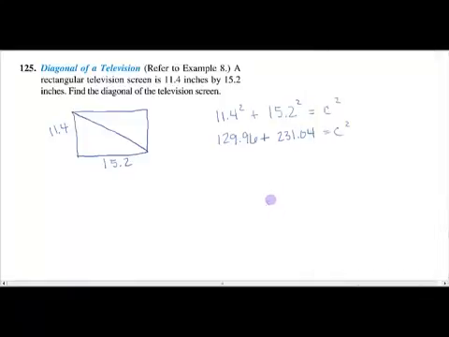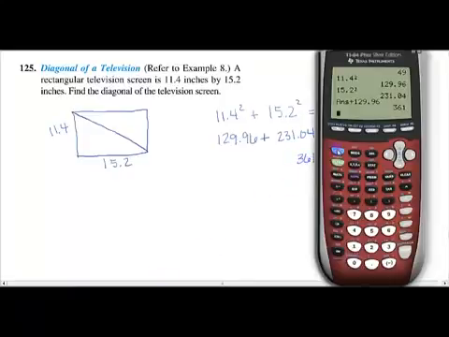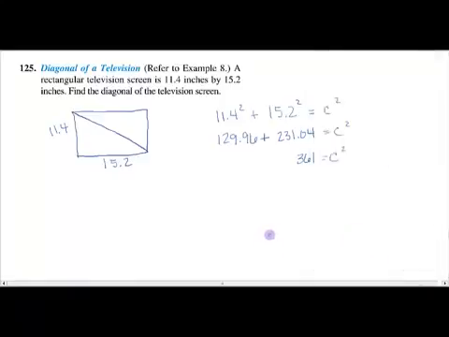And that gives me 361. And we need to take the square root of that, so second square root, and we can hit second answer right there, and it's going to take the square root of the answer from my last line, the 361, and I get 19. So we have here 19 inches as our answer.